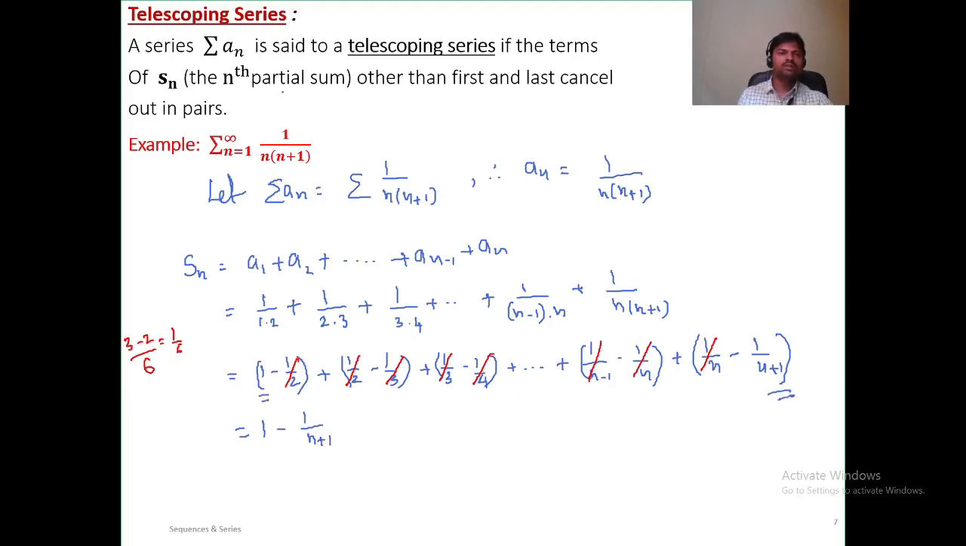That's what the definition says: a series Σaₙ is said to be a telescoping series if the terms of Sₙ, that means the nth partial sum, other than the first and last cancel out in pairs. All the terms are cancelled out other than the first and last. Such a series is said to be telescoping. Therefore, this series is a telescoping series. One special series, that's it.